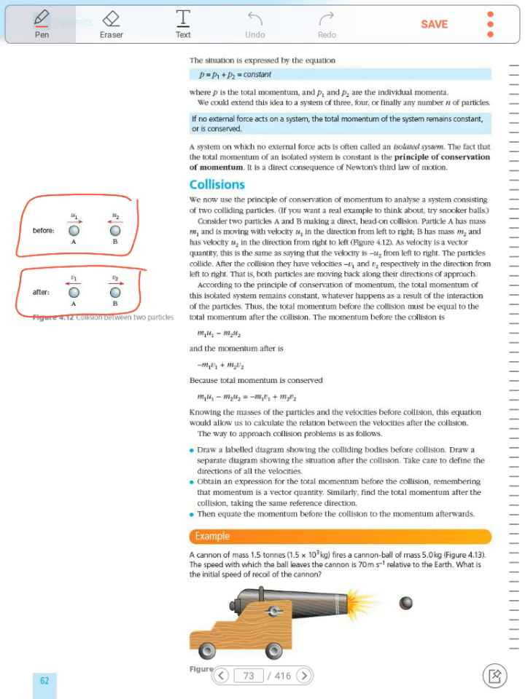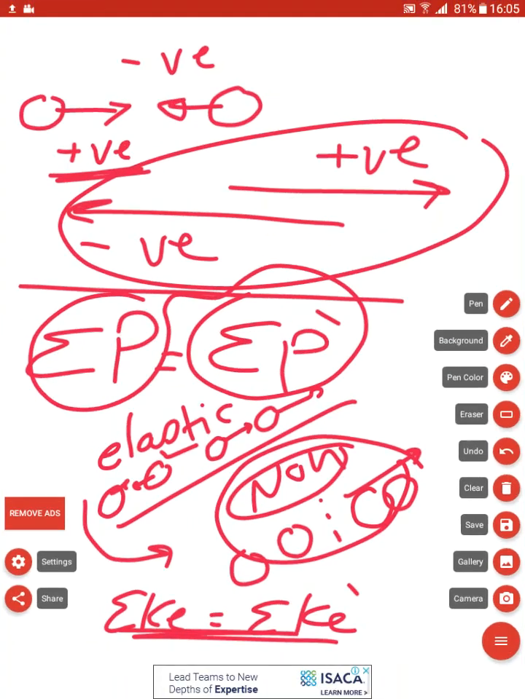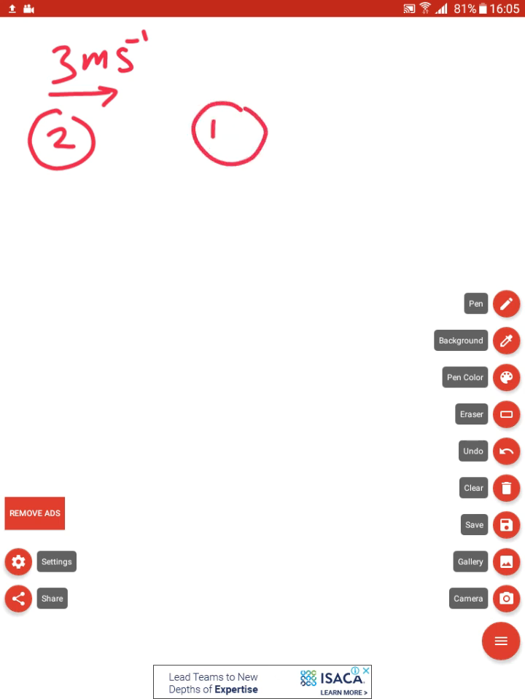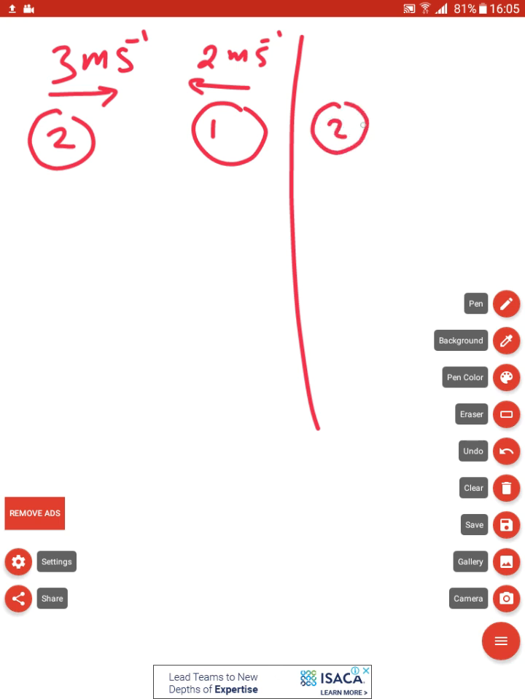Let's take an example in momentum. This is object 1, 2 kilogram, moving to the right at 3 meters per second. And this is object 2, 1 kilogram, moving to the left at a speed of 2 meters per second. After collision, the second object is moving to the right at 1 meters per second. What happened to object number 1? Okay?